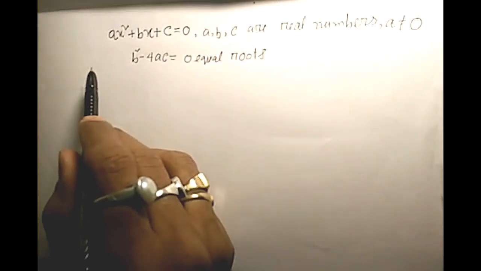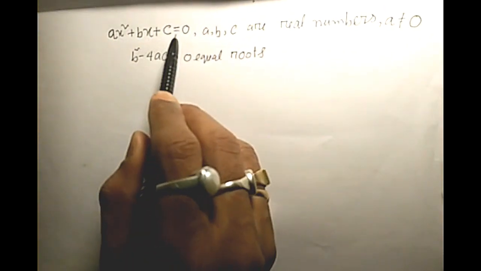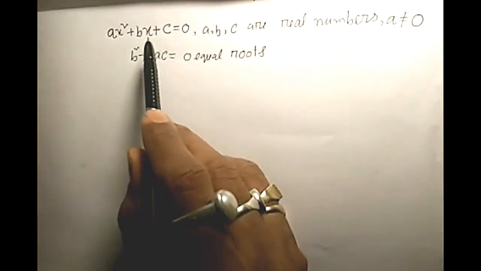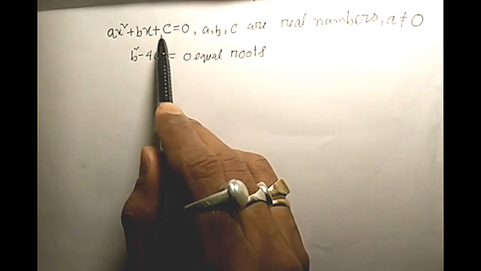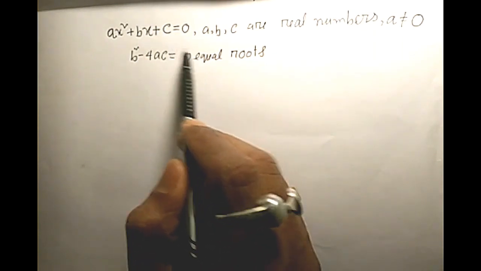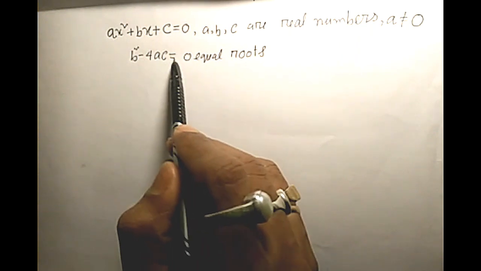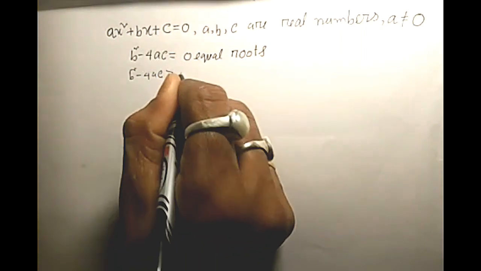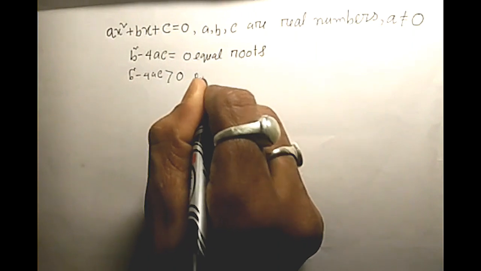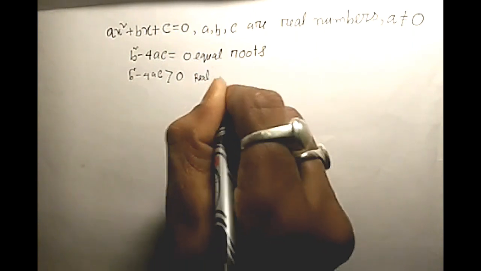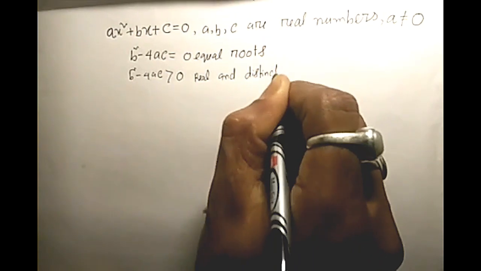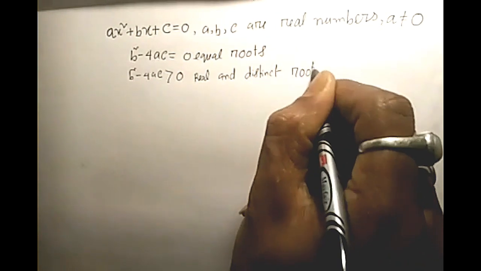So let us recall our previous knowledge. ax square plus bx plus c equals 0, where a, b, c are real numbers and a not equal to 0, represents a quadratic equation. If b square minus 4ac equals 0, it means equal roots. If b square minus 4ac is greater than 0, roots are real and distinct.